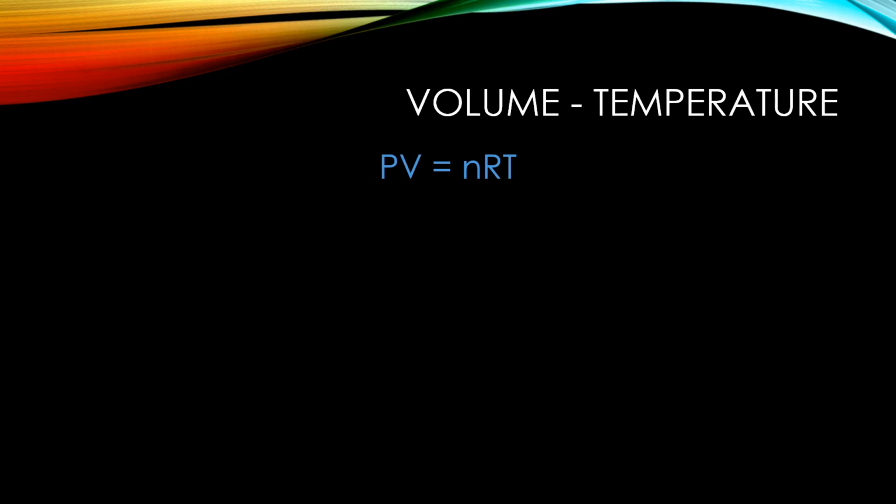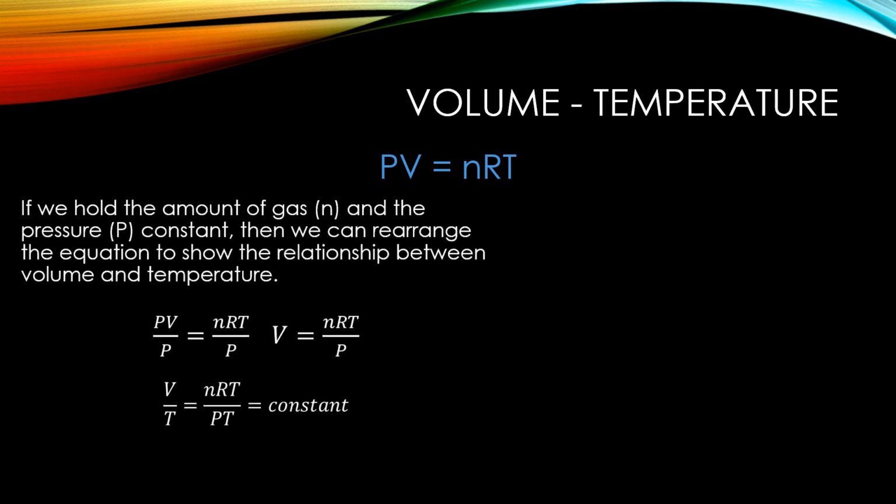Let's look at the relationship between volume and temperature. Of course, we're still using an ideal gas, and we can use the ideal gas equation to do this. If we hold the amount of gas constant, so n, and pressure, then we can rearrange this equation and look at the relationship between volume and temperature. To do that, we're going to get volume and temperature both on one side of the equation. Here's a little reminder of how to do that. We're going to take this equation and divide both sides by P. We want to get P over on the other side of the equation.